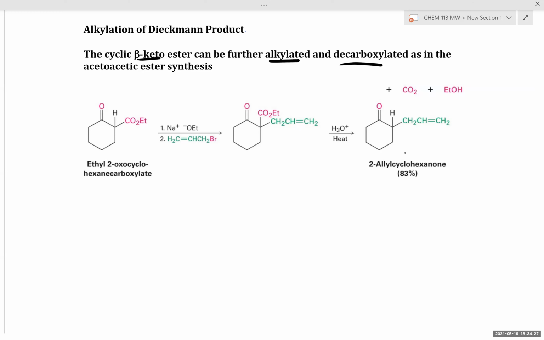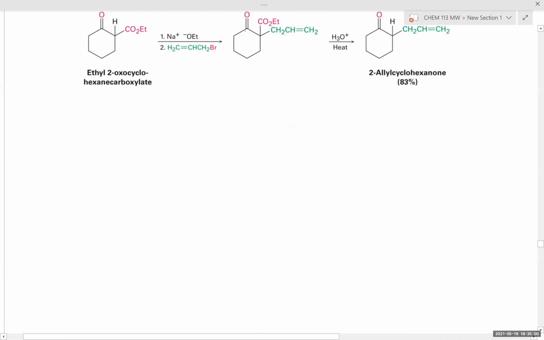Once we have this beta ketoester, we can alkylate it and decarboxylate it and give substituted ketones. Any questions on this example? Okay.